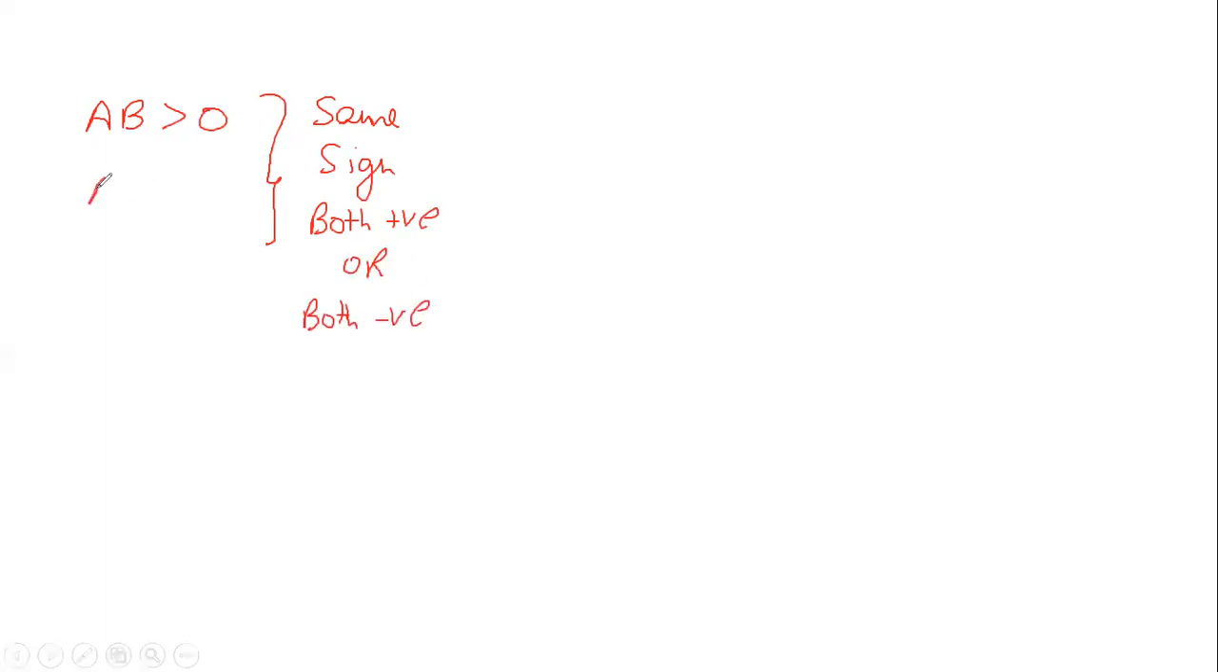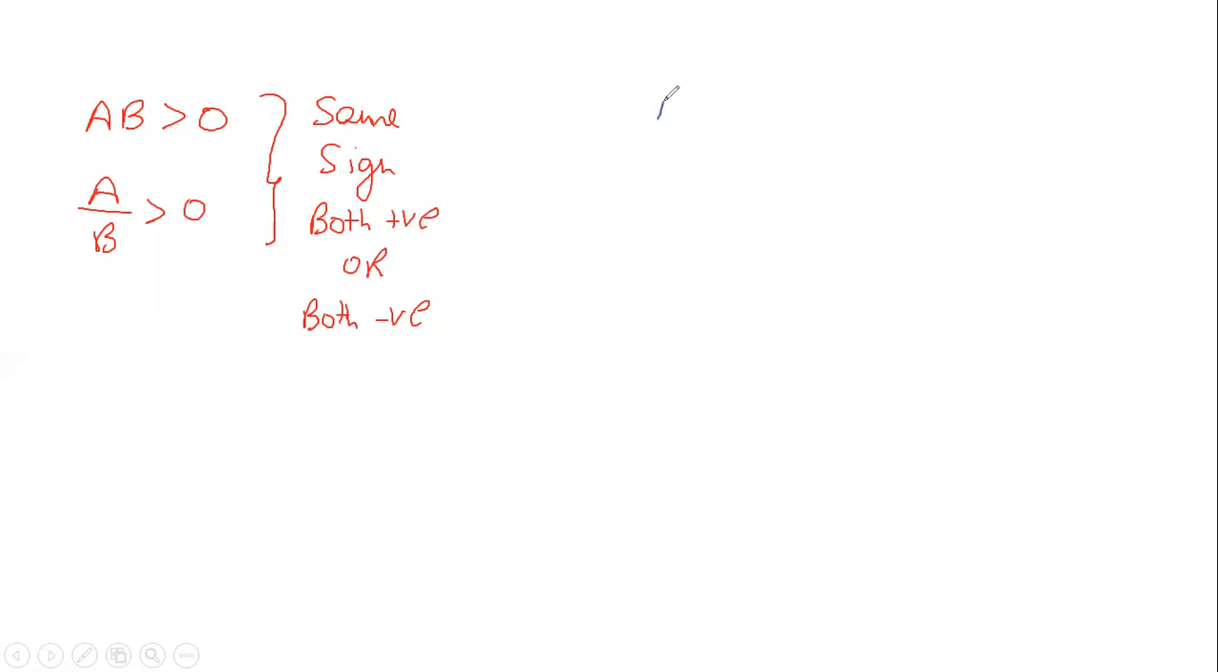suppose the product of two terms, A into B, is greater than 0. So what can I conclude regarding A and B? If the product of two terms is greater than 0, what I can understand is that A and B will definitely have the same sign. So either both of them will be positive or both of them will be negative. And similarly goes for the division also. If the product is greater than 0 or the division is greater than 0, same signs, either both of them positive or both of them negative.